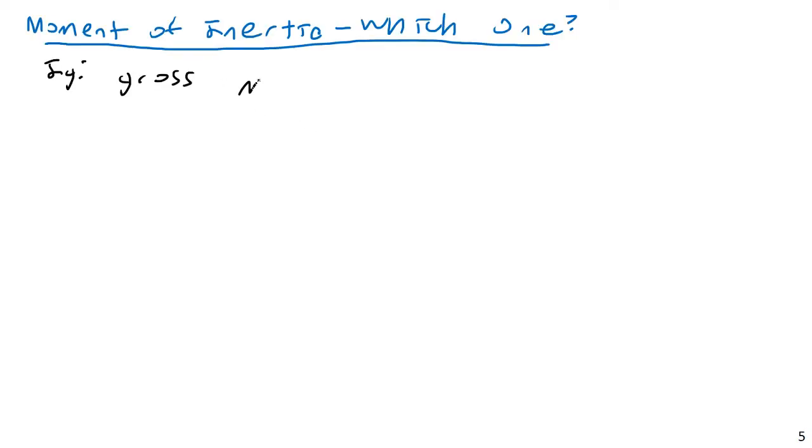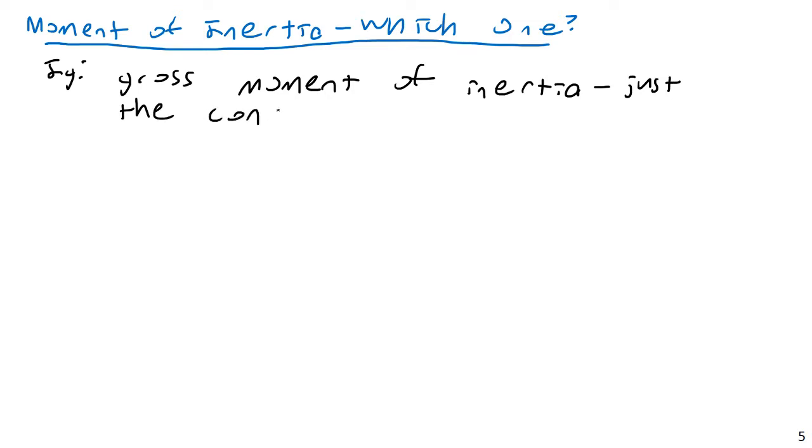The gross moment of inertia is the moment of inertia of just the concrete, ignoring the steel entirely. So if you have a nice rectangular beam, this is very easy to calculate, BH cubed over 12. If you have a T-section, use the parallel axis theorem to get your gross cross-sectional moment of inertia of just the concrete, ignoring the steel.